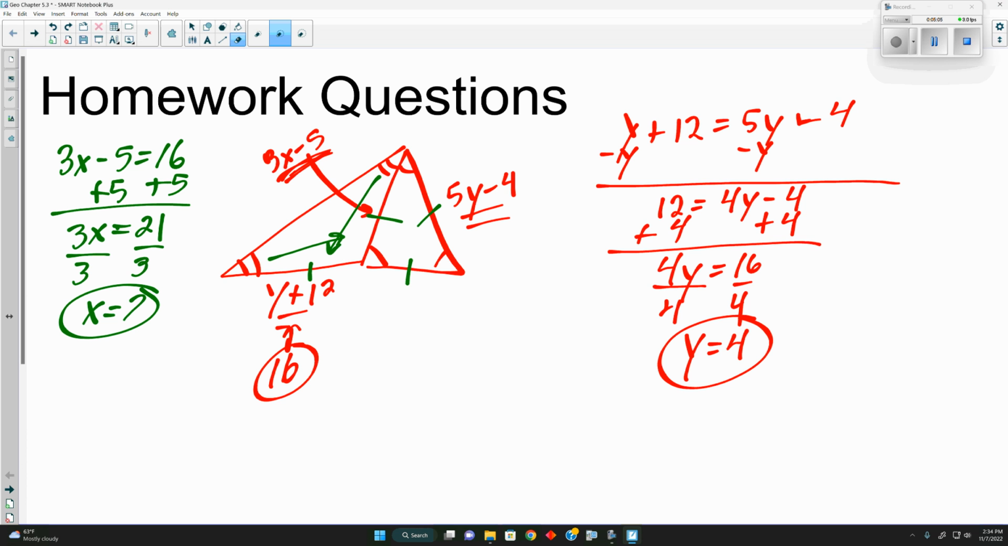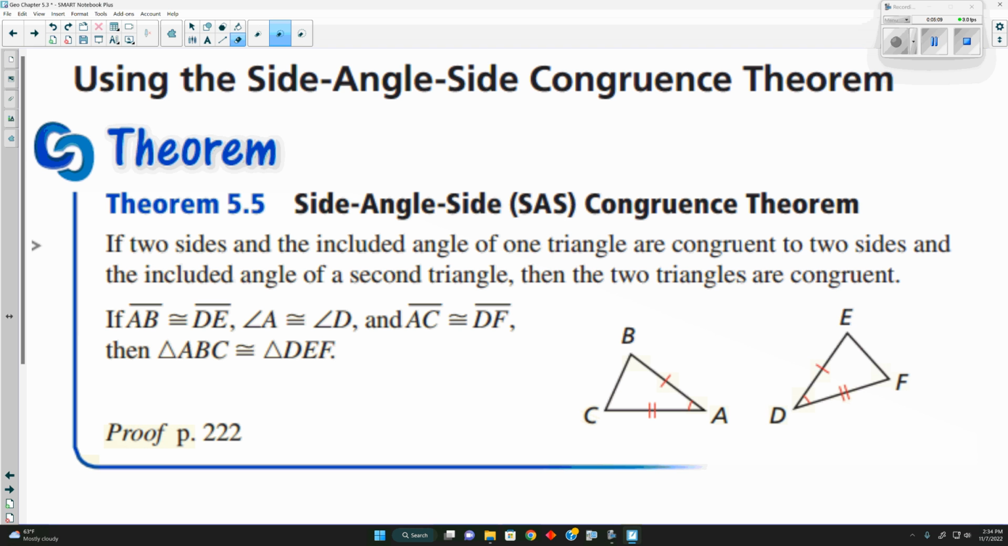All right, so we're going to go on and get started on the lesson for today. And what we're talking about today, tomorrow, Wednesday, really the rest of the week, are these congruency theorem shortcuts.